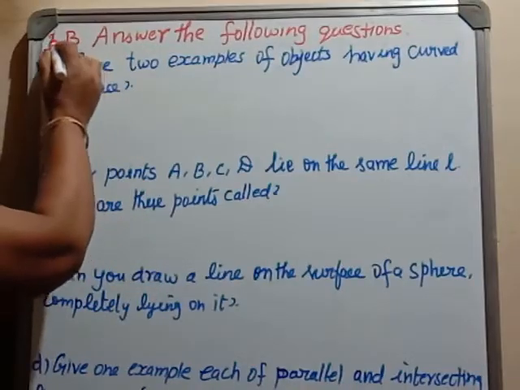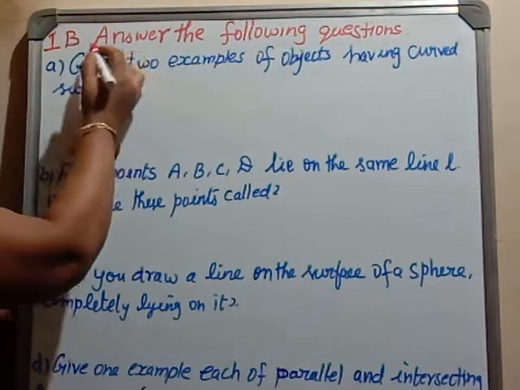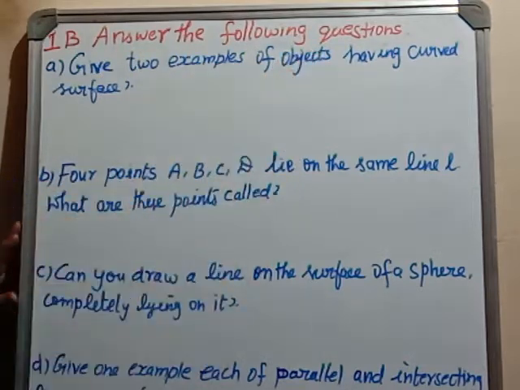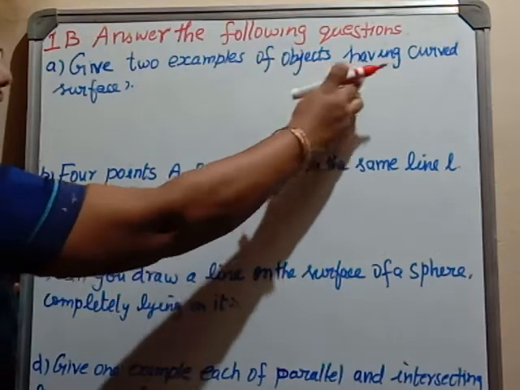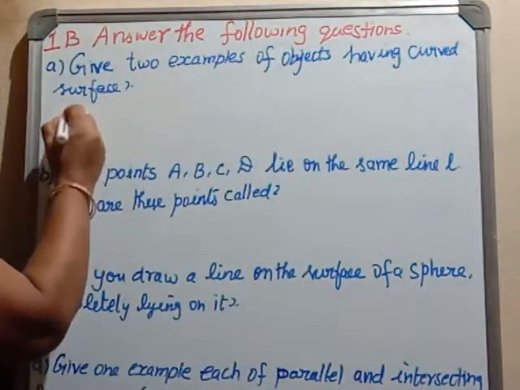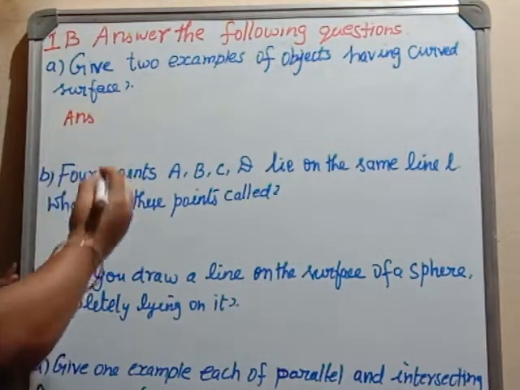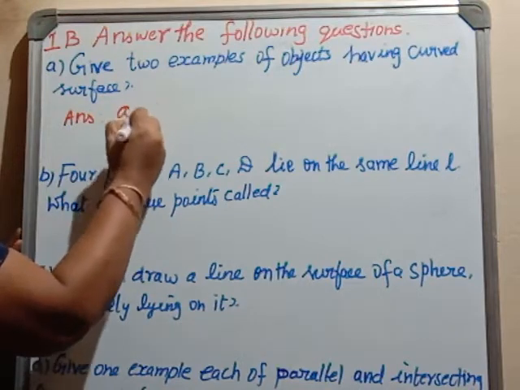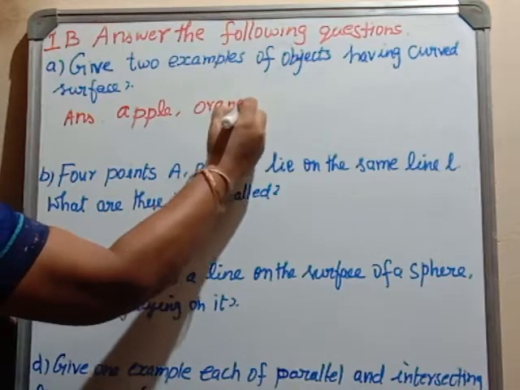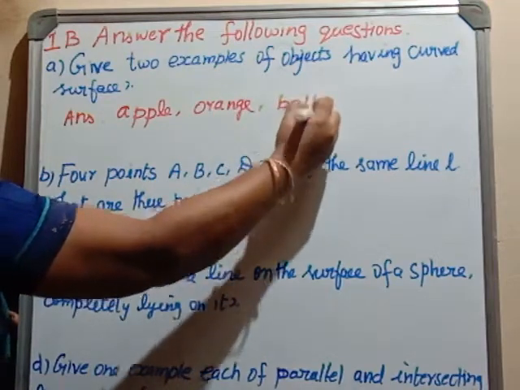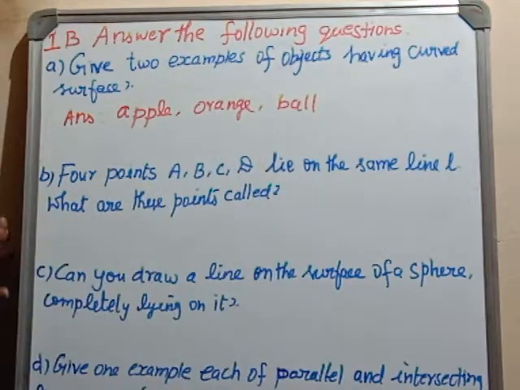Now, we are going to solve the first sum. Under that B, answer the following questions. Give 2 examples of objects having curved surface. What did we see in the example? Apple, orange, ball. All these are examples of curved surfaces.